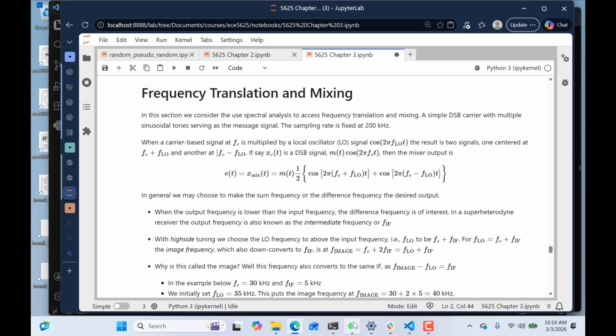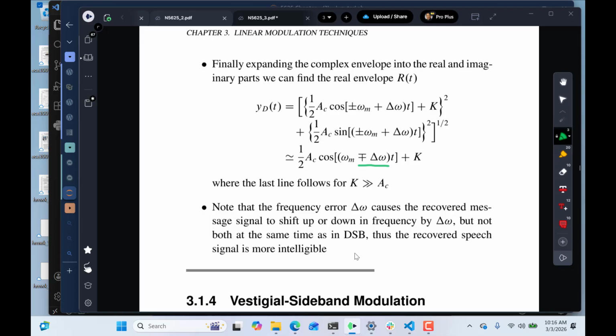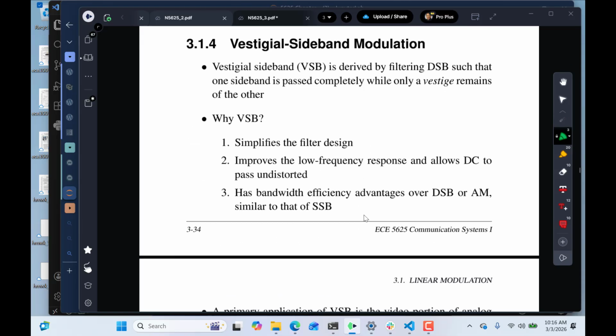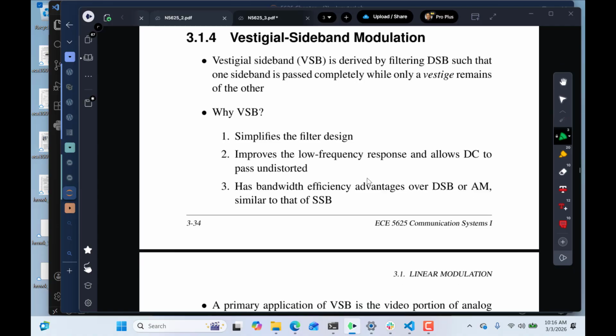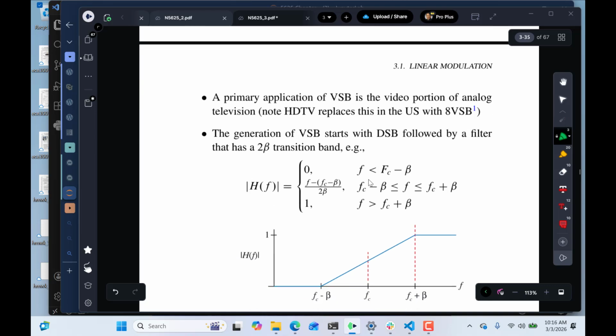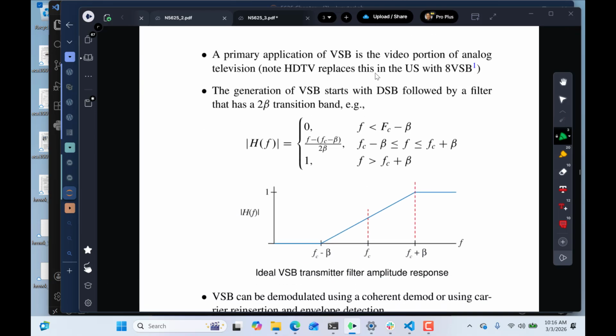Okay, this is the next topic, and I want to see where we're at time-wise. So we've already talked a little bit about vestigial. This is in the notes. It just says it allows DC to pass. It has bandwidth advantages over double sideband or AM, and it's similar to single sideband. So the primary application was originally analog TV, and then it came up with 8VSB and our digital standard.